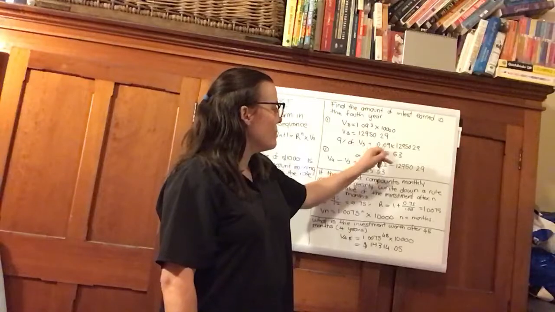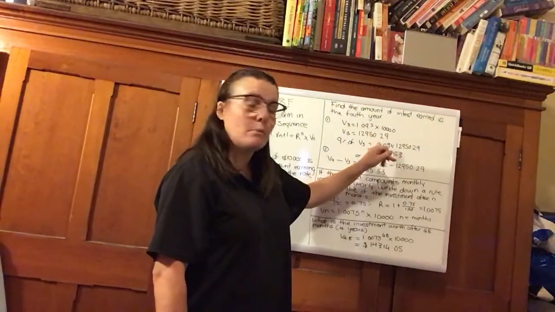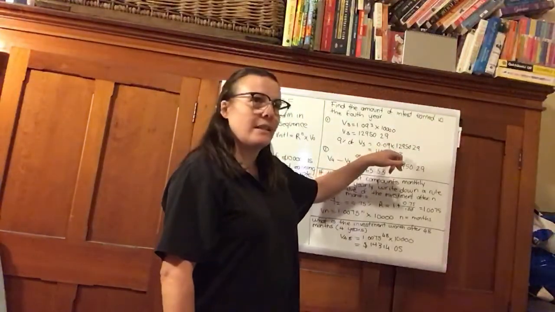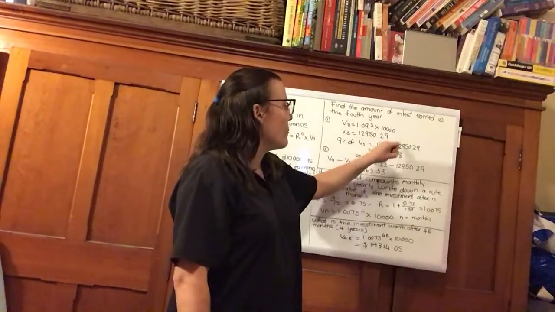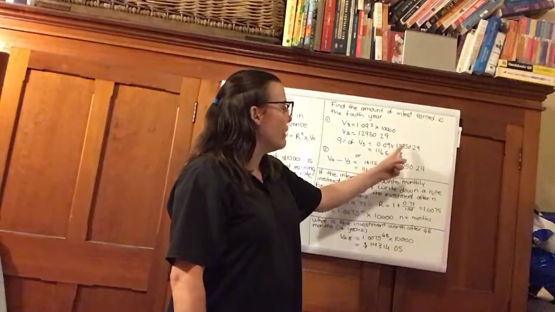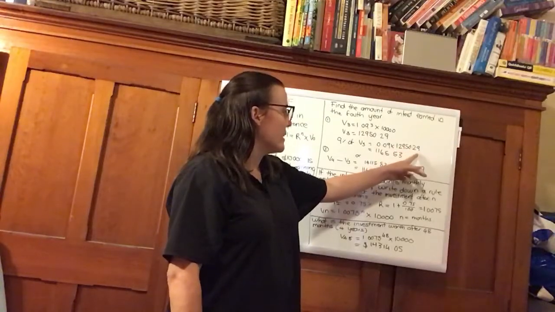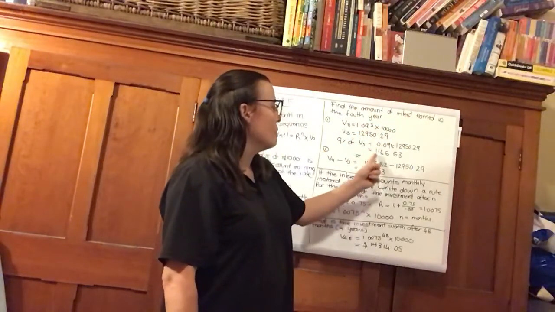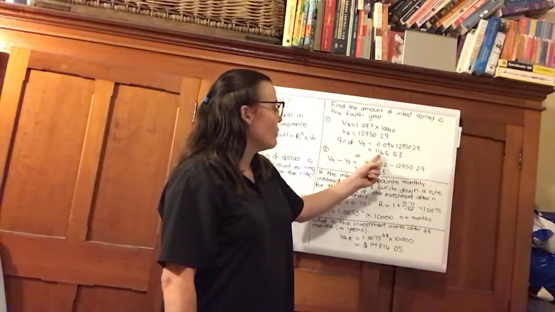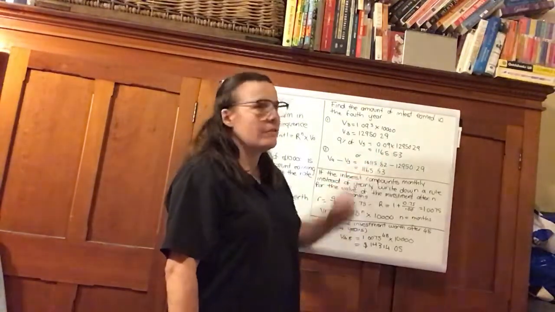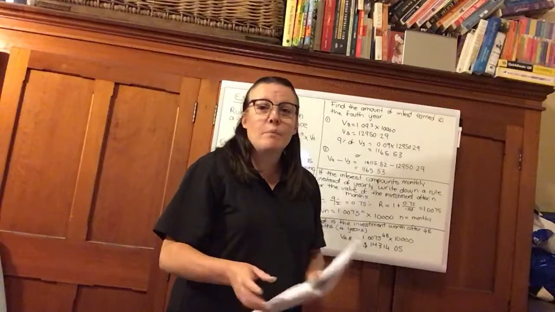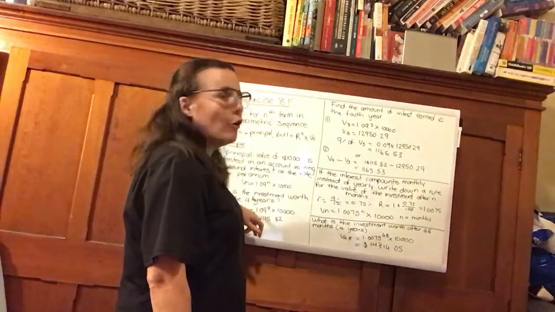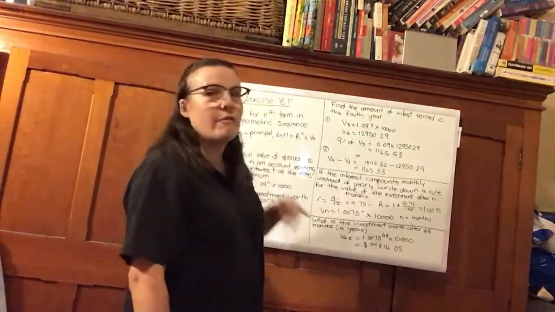So 9%, so remember when we convert 9% to a decimal, we have 0.09. Oops, I think I said that wrong. 0.09 is what I should say, times this value, the 12,950.29, and that tells us that the interest earned in the 4th year is going to be $1,165.53.